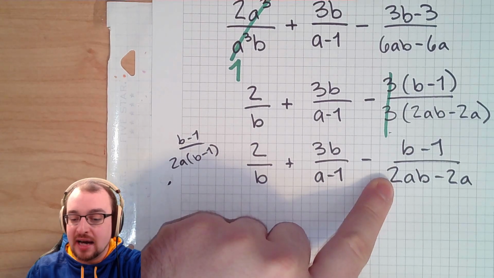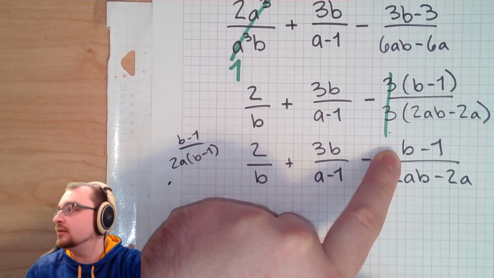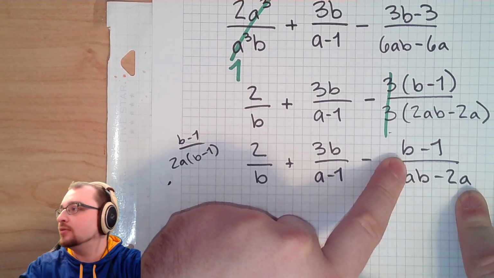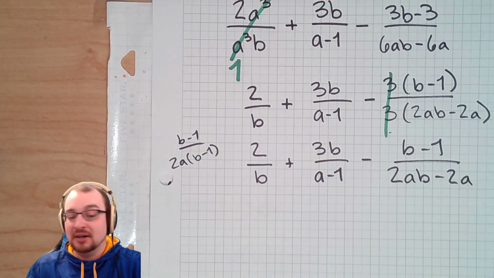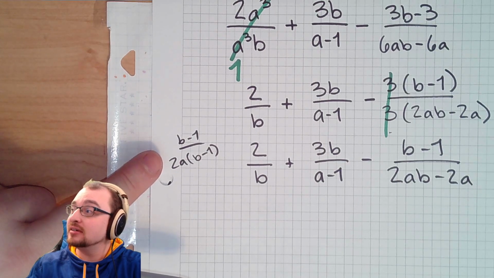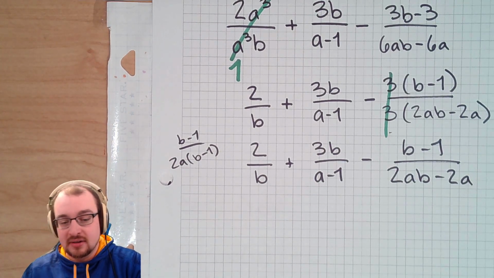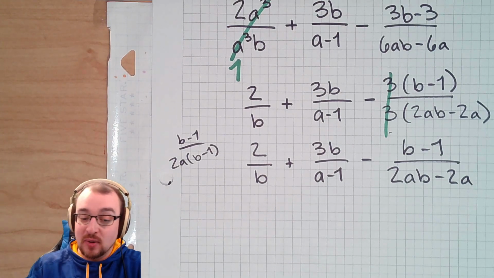So 2, if we factor it out, isn't going to divide with anything, right? A, if we factor it out, it's not going to divide with anything. So why do it? But look what happens when I do. What do you see? What is going to divide out? 2a is going to divide out.